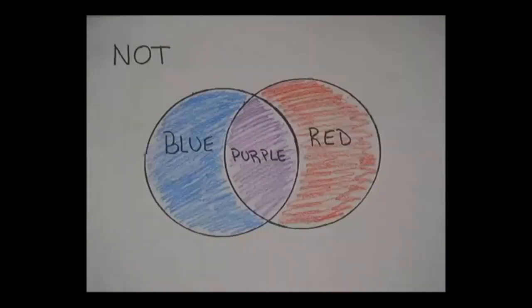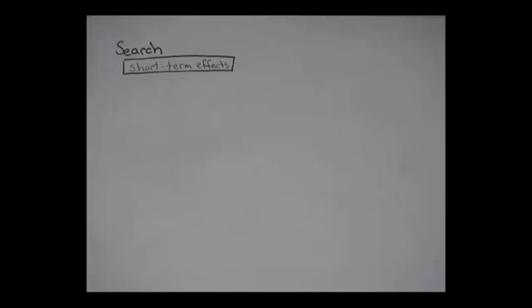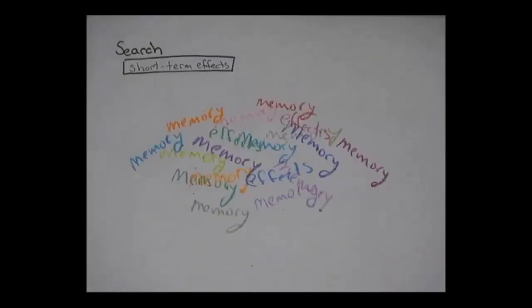Not is the most powerful. It'll knock out everything with that word. So search for blue, not red, gets only blue. No red, no purple. Not is the most useful when the database keeps spitting the same irrelevant type of articles back at you, like if you're looking for short-term effects and keep getting stuff on short-term memory.